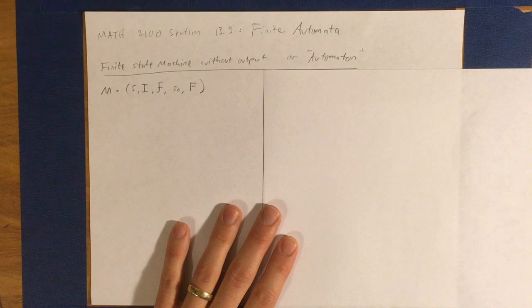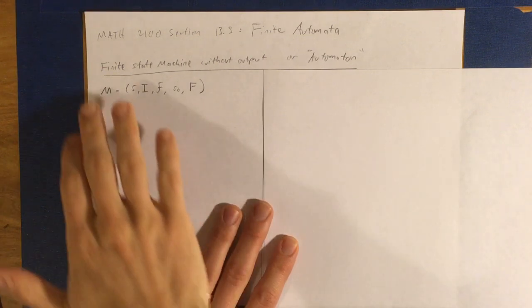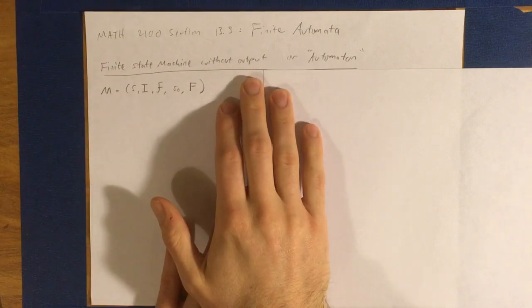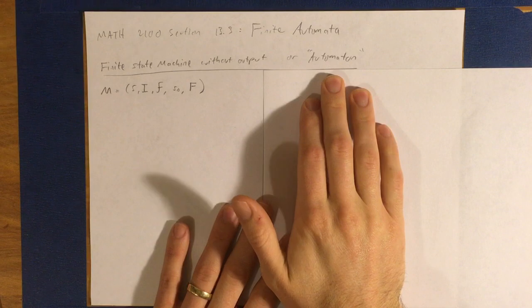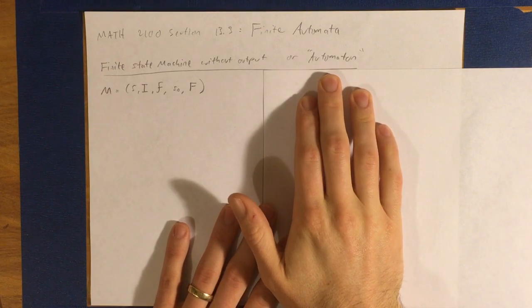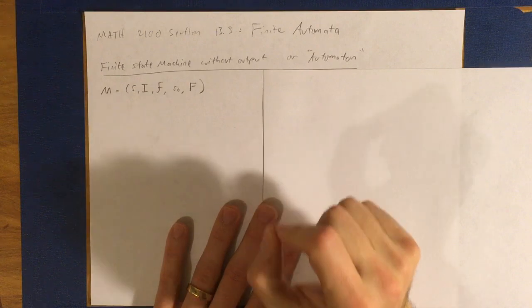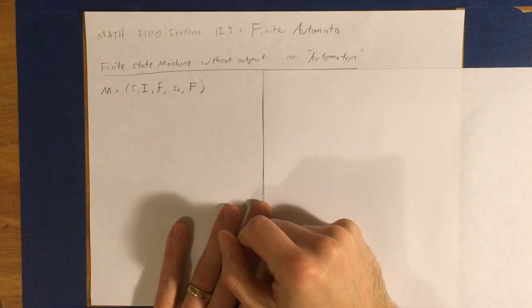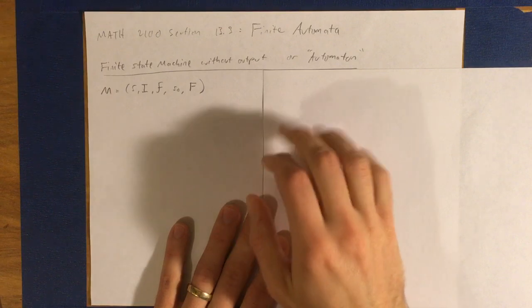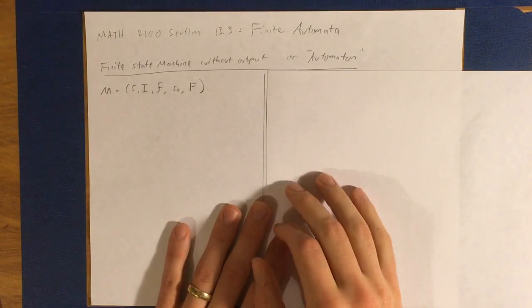So what we want to do is introduce an abstract theoretical machine that can do that. It can check to see if a given input string is in a certain formal language. To do that, we are going to look at a type of thing called a finite state machine without output, which is also known as a finite state automaton. We're skipping a section here where the textbook introduces finite state machines with output, but we don't really need those ones.